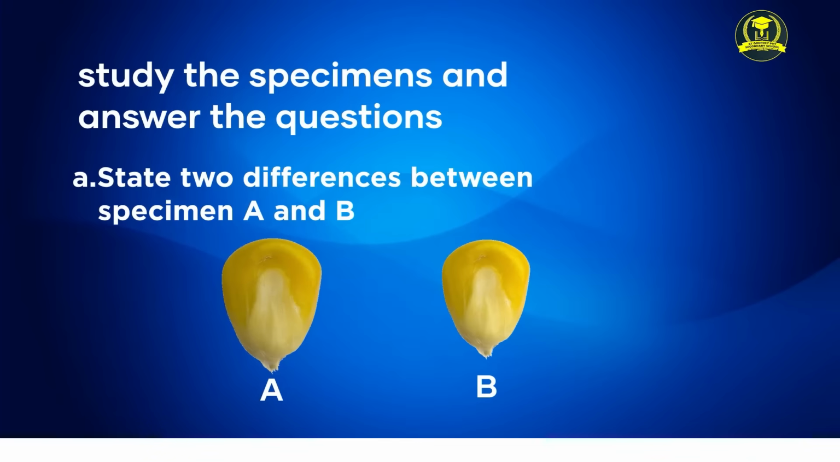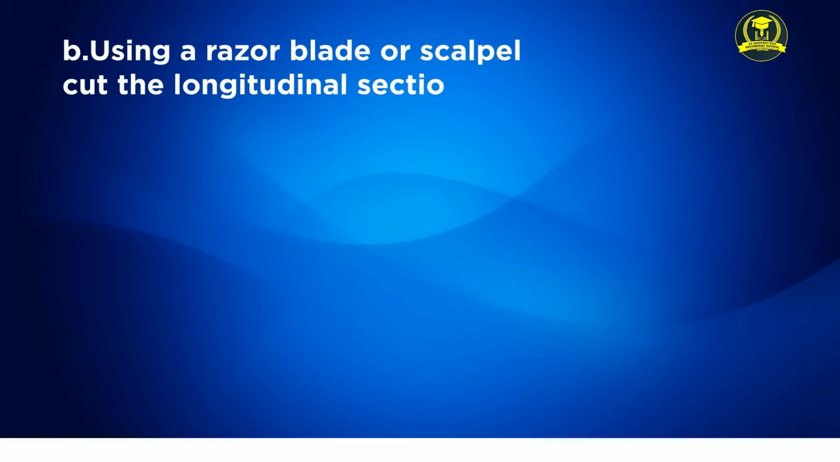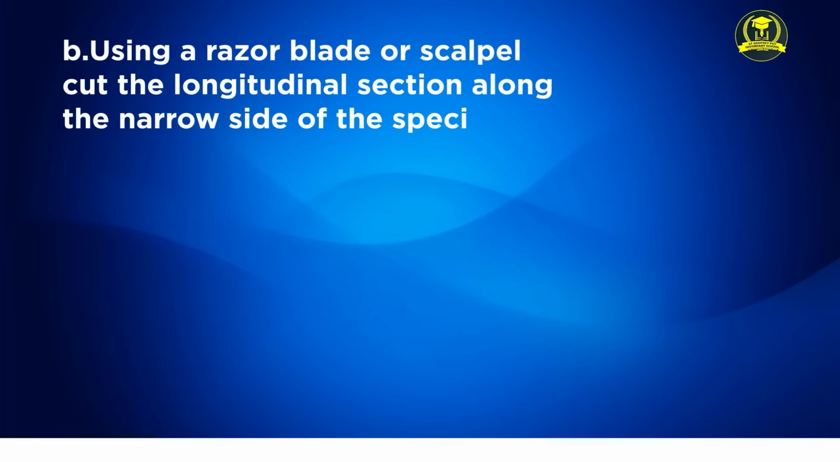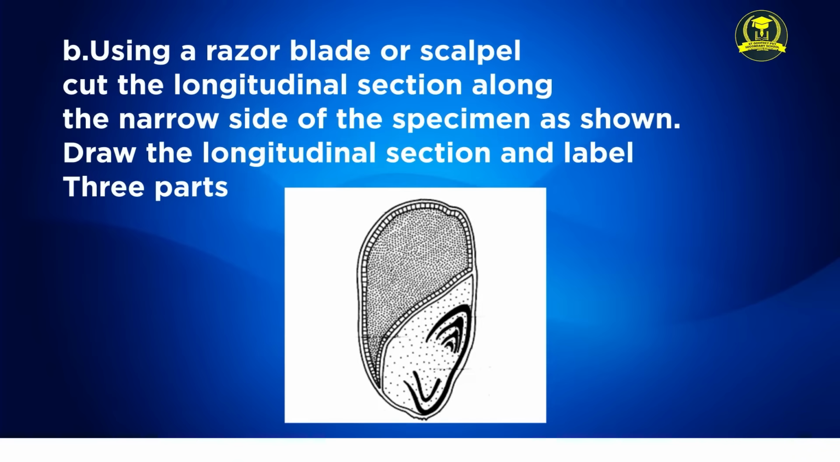Specimen A is a soaked maize seed, while B is not soaked. A is soft and large, while B is hard and smaller. Question B. Using the razor blade or a scalpel, cut the longitudinal section along the narrow side of the specimen, as shown. Draw the longitudinal section and label 3 parts.